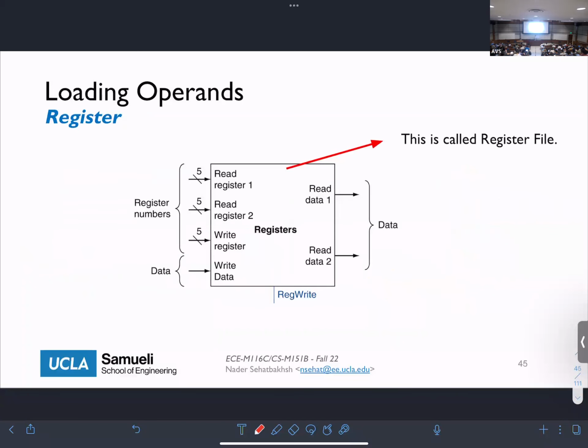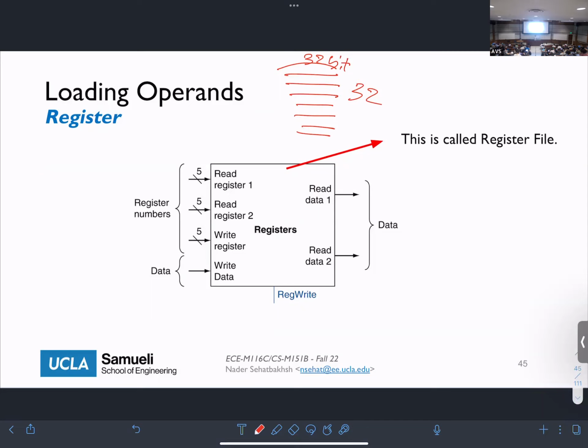The second is reading the registers. And remember, I told you that we have 32 of these registers, and they are all stored in this thing called a register file, which is basically nothing but an array of 32 lines, and each line is 32 bits. It's not 1 byte anymore, it's 32 bits, okay?